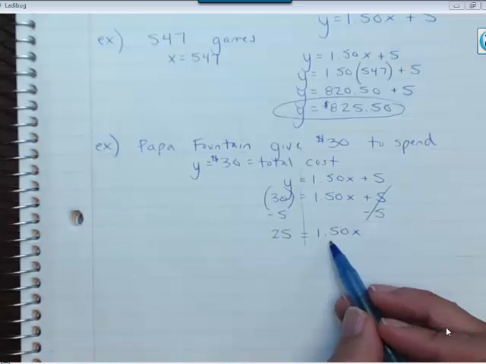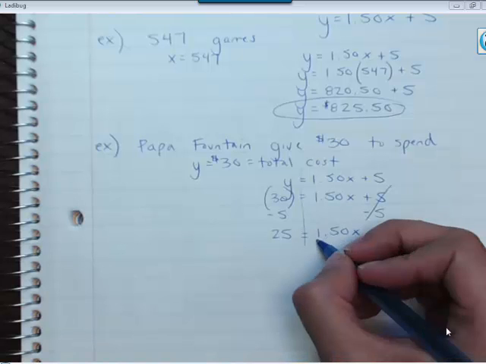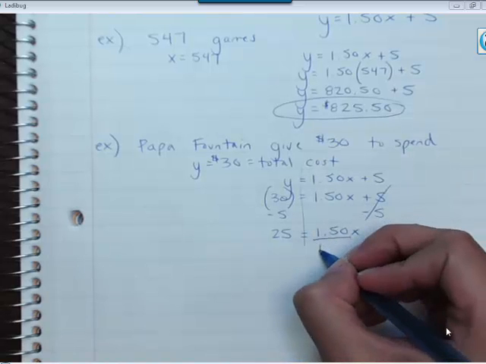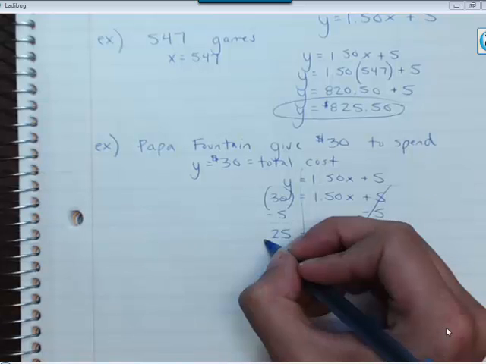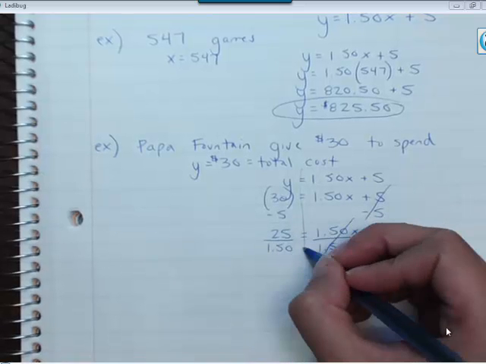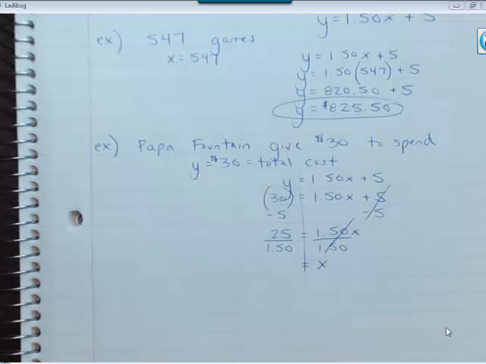Now to get x by itself, the operation here is multiplication. So to get rid of that, I'm doing the inverse, which is division. I'm going to do that on both sides. It cancels out on the right, so now I just have my x. And if I use my calculator, 25 divided by 150 is going to be 16.6 repeating.